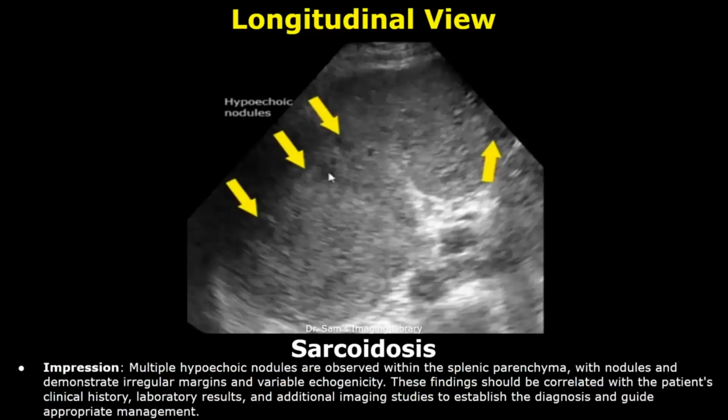Here is the impression. We do not write sarcoidosis in the impression because the findings overlap with other abnormalities such as metastasis or tumors. So after writing the findings, we will write about clinical correlation, lab results, and additional imaging studies.